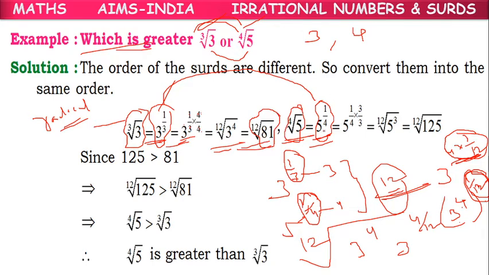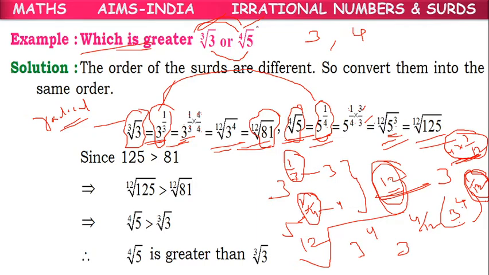Next, 5 to the power of 1 by 4. This also is to be written with the denominator 12. To write 4 in terms of 12, we have to multiply and divide by 3. So 1 times 3 is 3, 4 times 3 is 12. This 3 is taken inside the root, and 1 by 12 is converted to the 12th root: 12th root of 5 cube. So 12th root of 5 into 5 into 5 equals 125.